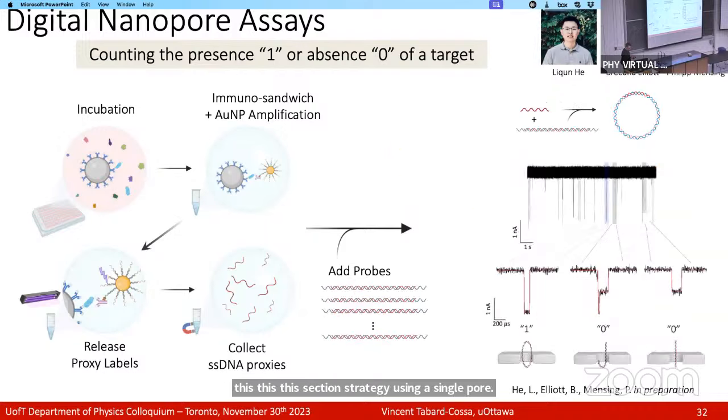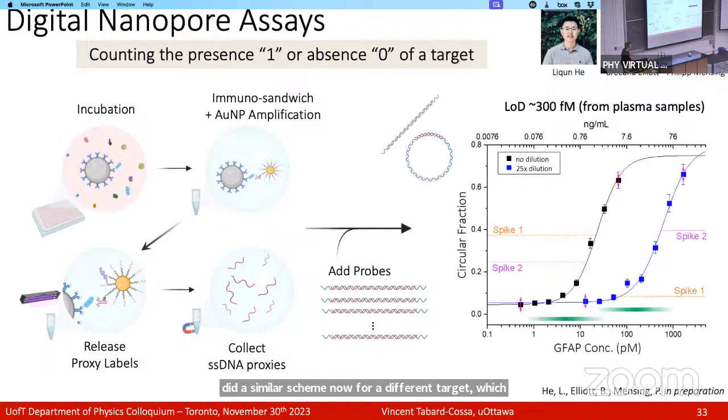Most recently, we've also redeveloped the scheme a little to avoid the tyranny of two-step hybridization steps, and did a similar scheme for a different target, a traumatic brain injury target, GFAP, this time from plasma samples. We showed we could reach an equivalent limit of detection of about 300 femtomolar, using a similar idea of counting the fraction of circular versus linear rod molecules going through the pore.